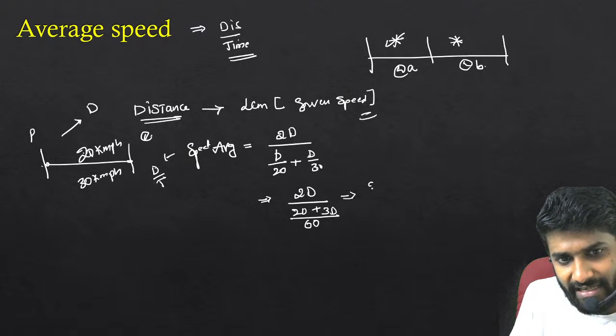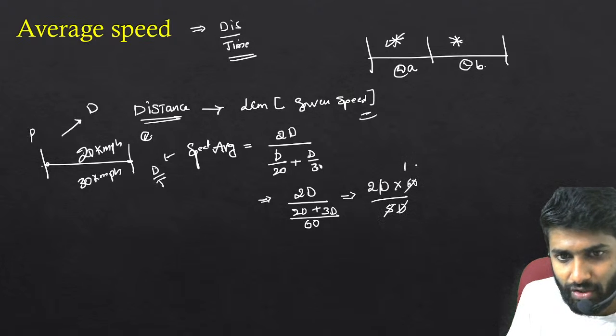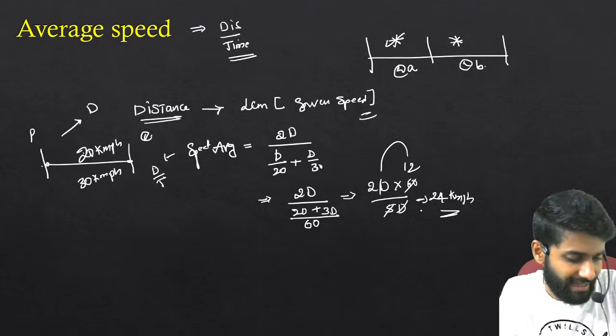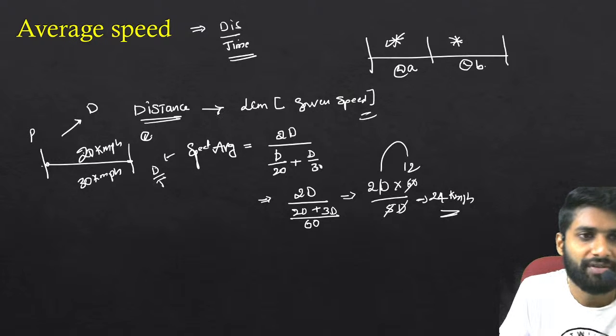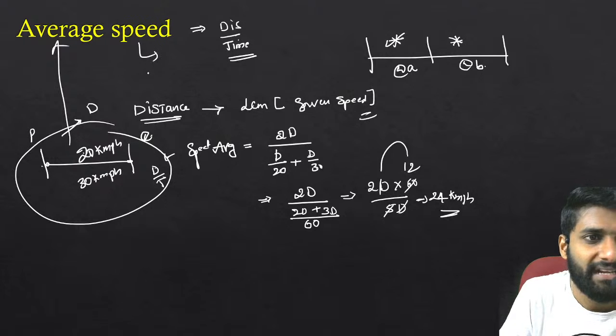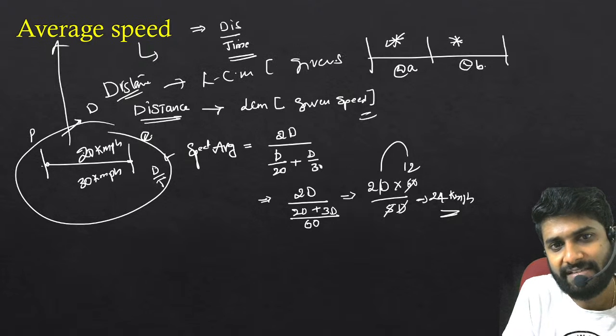Now what is the entire calculation? 2D into 60 by 5D. Again D, D cancel, and 60 by 5 becomes exactly equal to 12, 12 twos are 24 kilometers per hour. But see guys, it takes some extra calculation. Then what is the observation? If the question is related to average speed, you should know about the distance. The distance you just consider as the LCM of the given speeds.